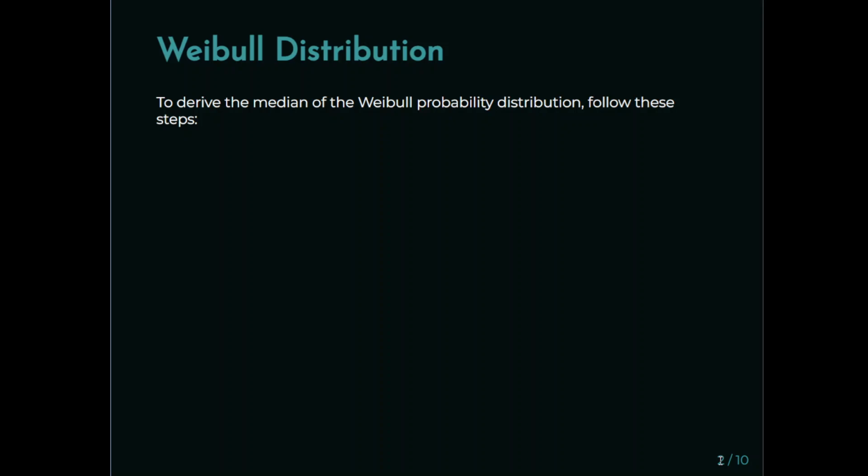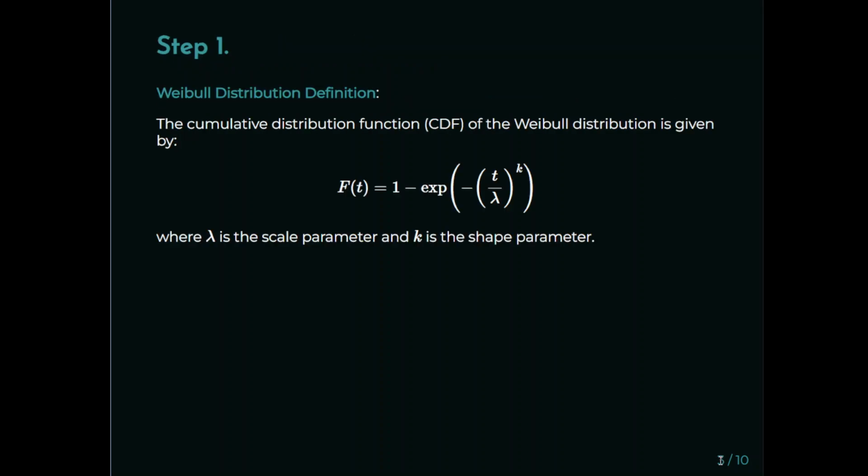So the key thing we have to work with is the cumulative distribution function. We have to state the cumulative distribution function, the CDF, of the Weibull distribution. Here it's given by F of t equals 1 minus the exponential of minus t divided by lambda, to the power of k. Now just watch the brackets there, where lambda is the scale parameter and k is the shape parameter.